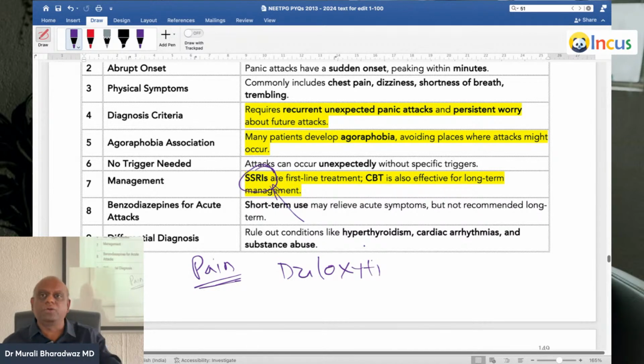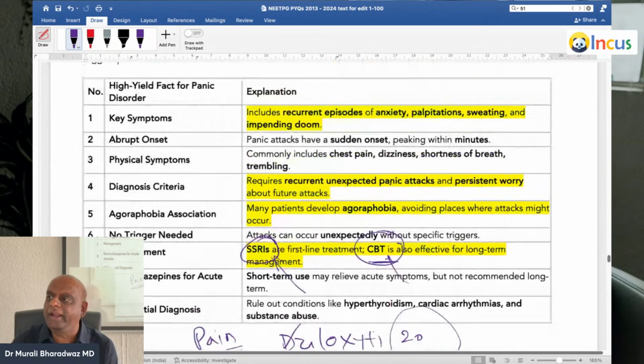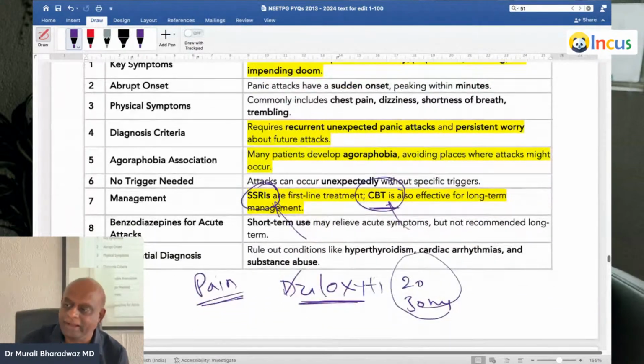Duloxetine: a lot of diabetic neuropathy pains and different pains people come with, no? So there 20 milligram, 30 milligram you can give. So duloxetine is basically what? It improves the tolerance to pain by being a selective serotonin reuptake inhibitor. Similarly, cognitive behavioral therapy is also very effective to treat panic disorder.